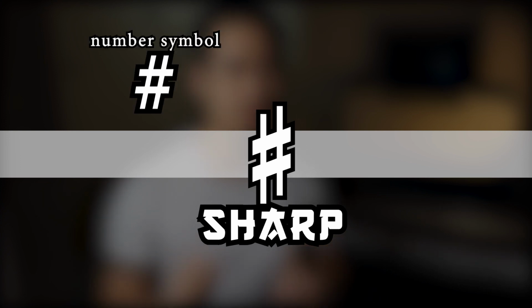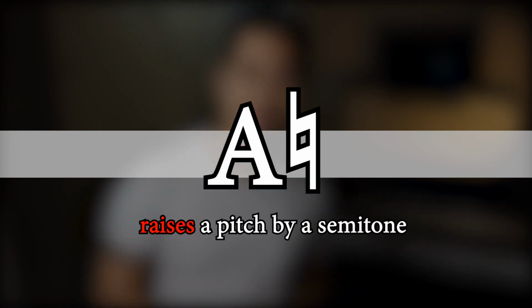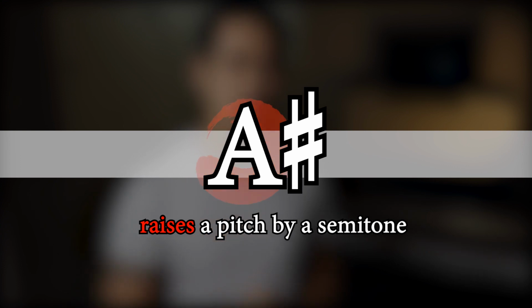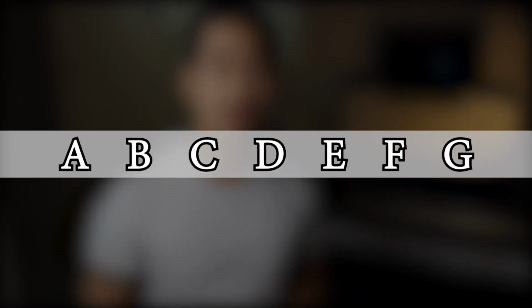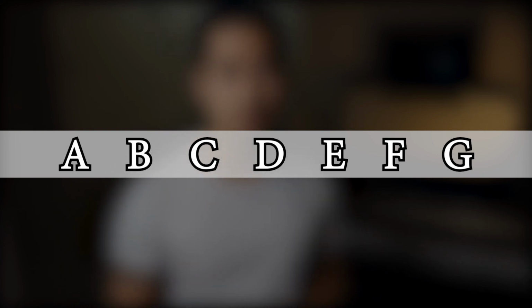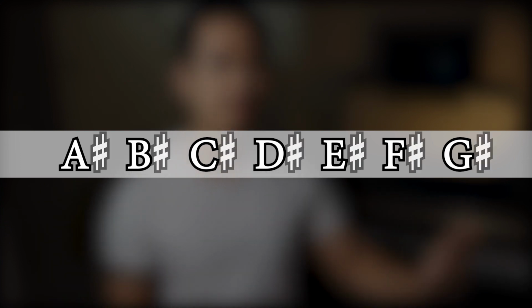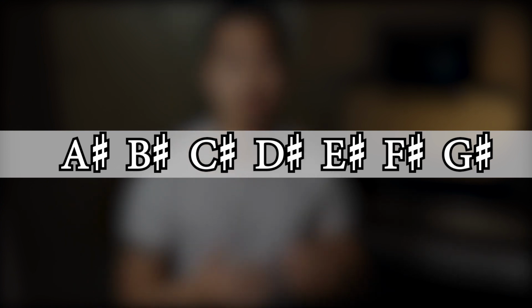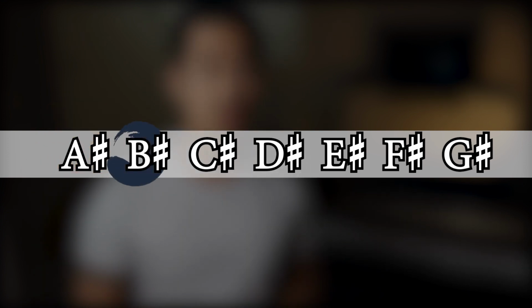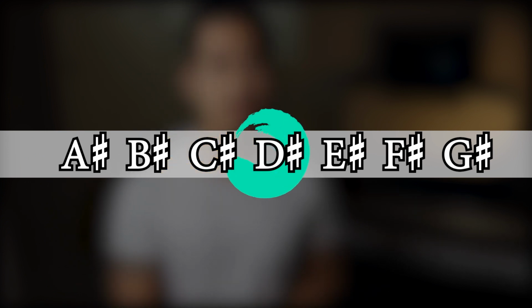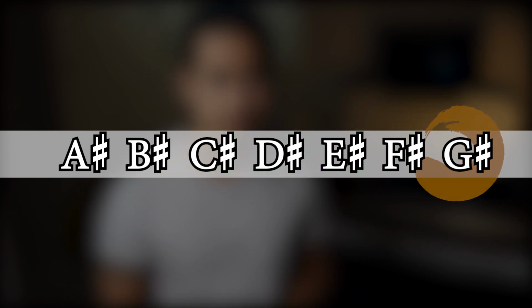Instead of lowering natural pitches, we can also raise them. The sharp, not to be confused with a number symbol or a hashtag, is used to raise a pitch by a semitone in the same way that a flat is used to lower a pitch by a semitone. All of the letters of the musical alphabet can be raised by a semitone as well. All you need to do is add a sharp symbol after the letter. Again, the way to correctly say these is by saying the letter followed by a sharp. A sharp, B sharp, C sharp, D sharp, E sharp, F sharp, and G sharp.